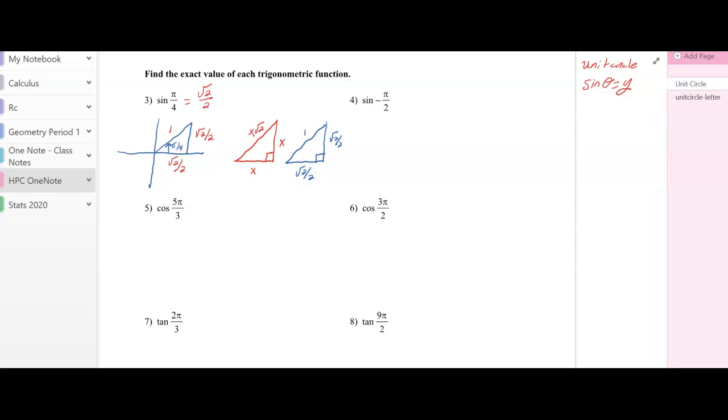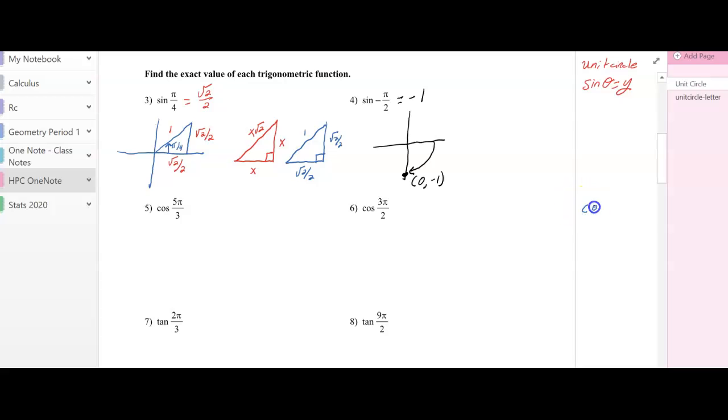For problem number 4 here, negative pi over 2. Negative pi over 2 brings you down here. That ordered pair is 0, negative 1. The sine refers to the y value. So here the y value is negative 1. Again, if you want to pause the screen, try these problems, and then watch the video.